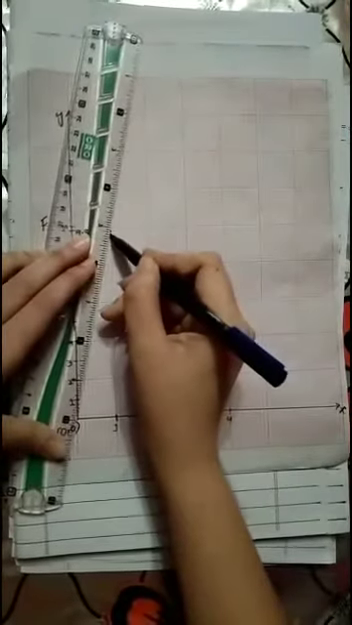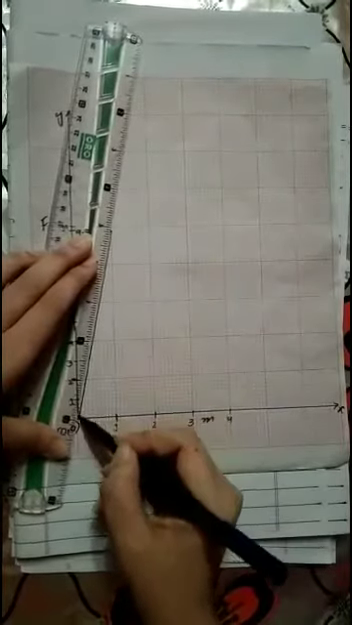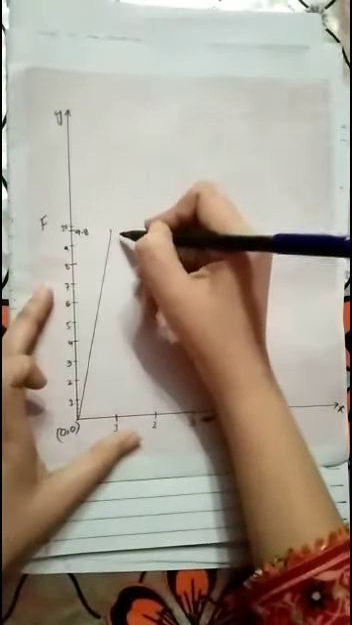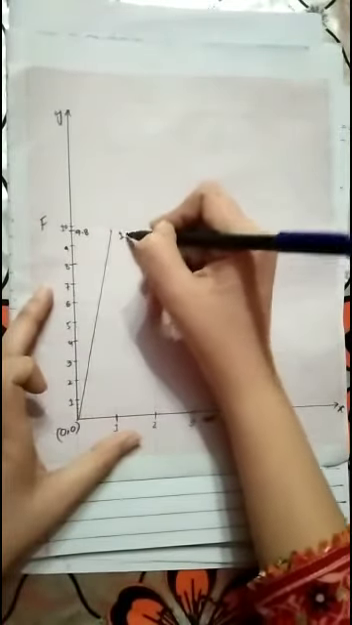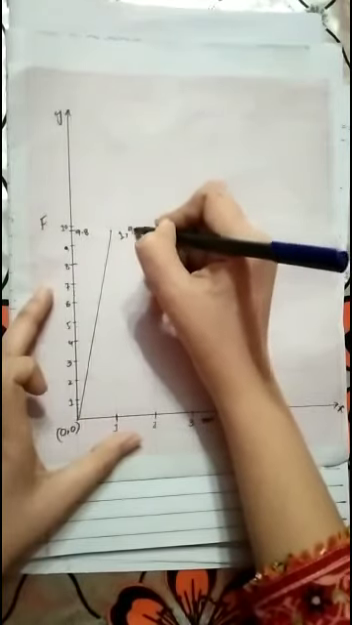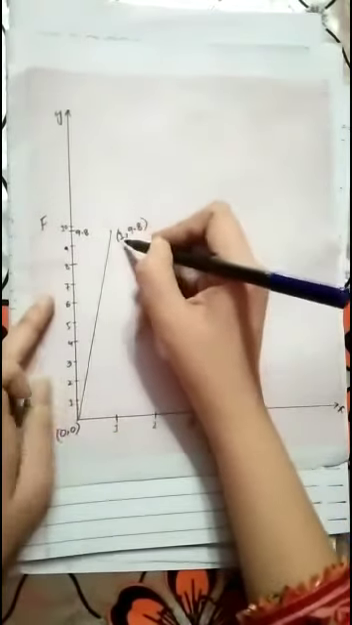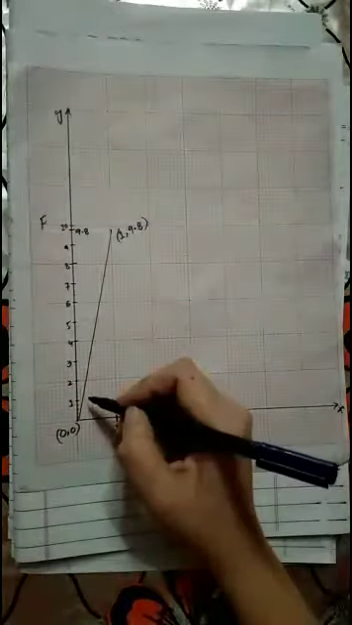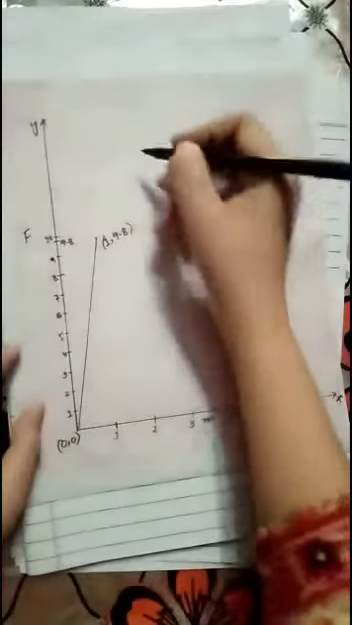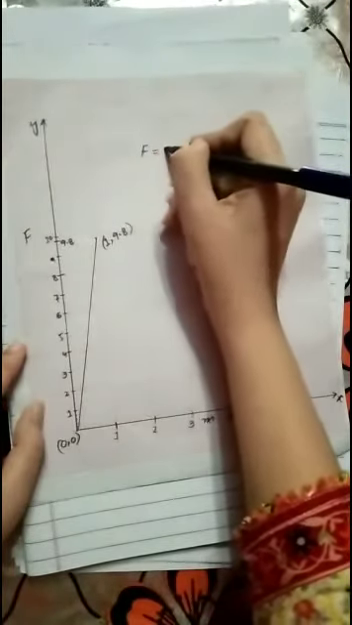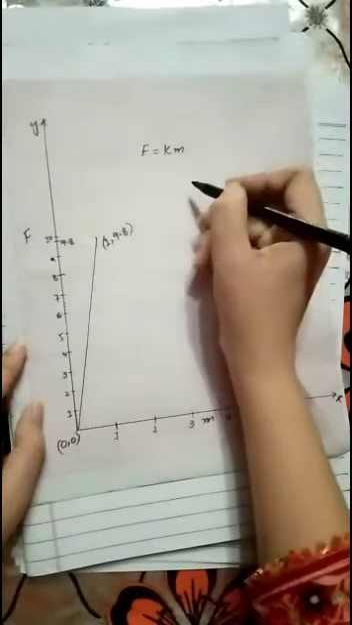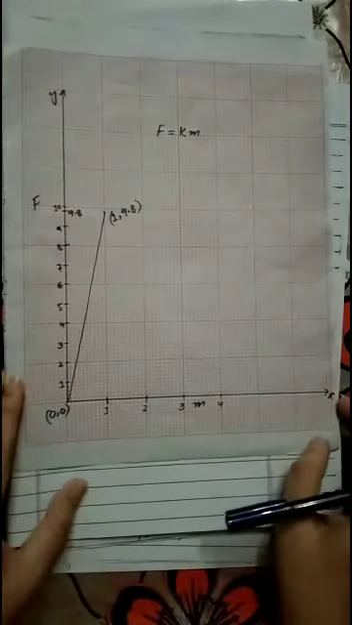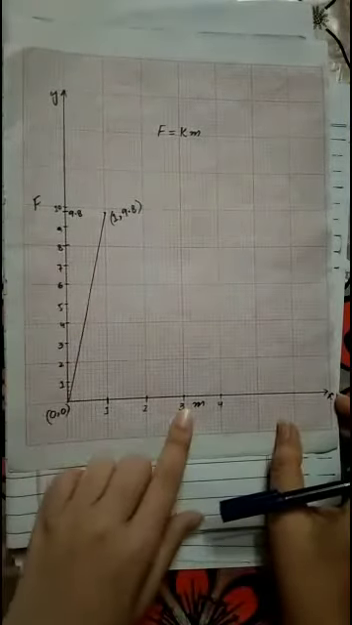Now we will match this carefully. Students, you have to match carefully. The point is 1 and 9.8, meaning in the horizontal direction that is 1 and 9.8 we got, as F is equal to KM. It's our graph, F against M.